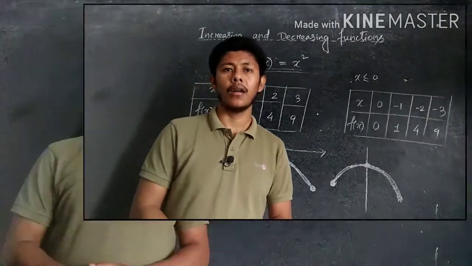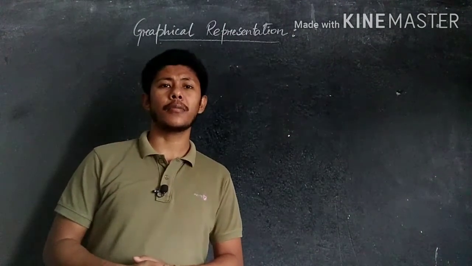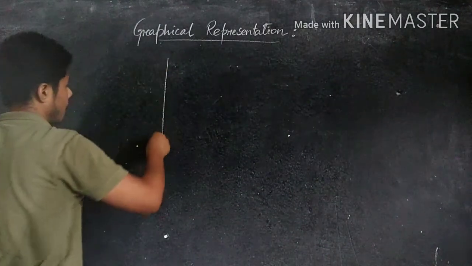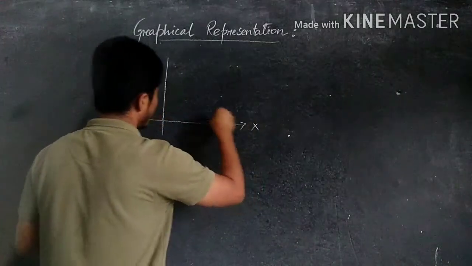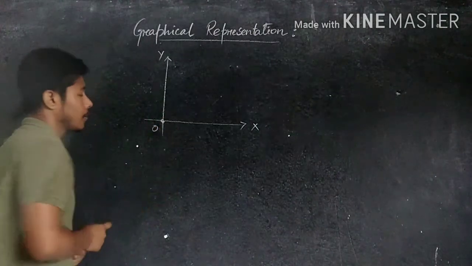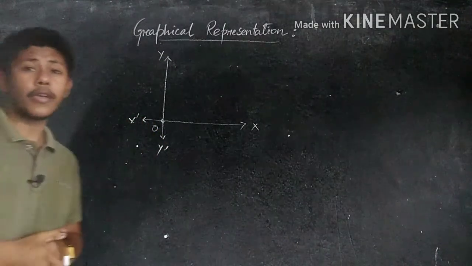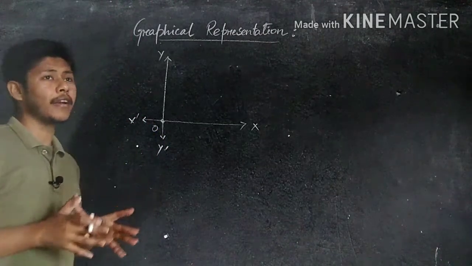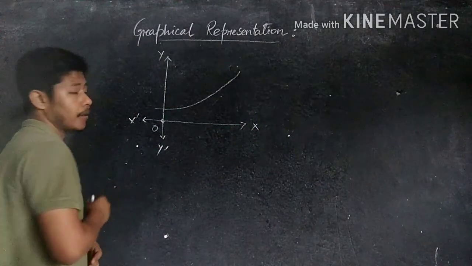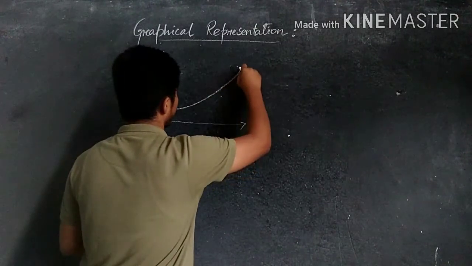Is it clear? Okay, now next we discuss the graphical representation. In case of graphical representation, let's see the first diagram. Suppose here this one is x, this one is y, with the origin at this place. Now in this case, suppose one graph is given to us here in this way.